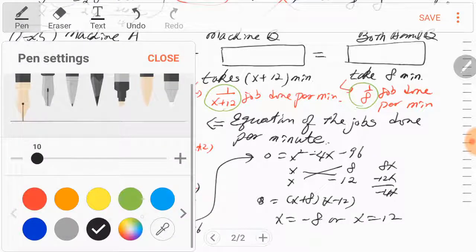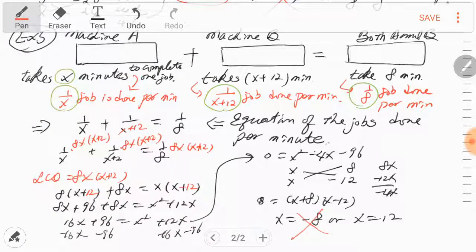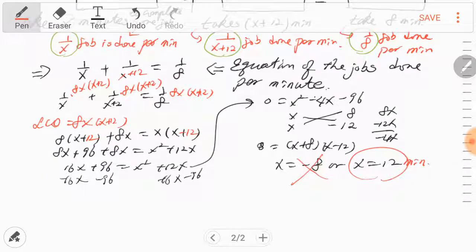All right, so remove this negative 8. So x is 12 minutes. So if machine A works alone, then it takes 12 minutes. And if machine B works alone, then it takes 12 more than x. So it's gonna be 24 minutes, right? So machine A takes 12 minutes, and machine B takes 12 more than this, so 24 minutes.